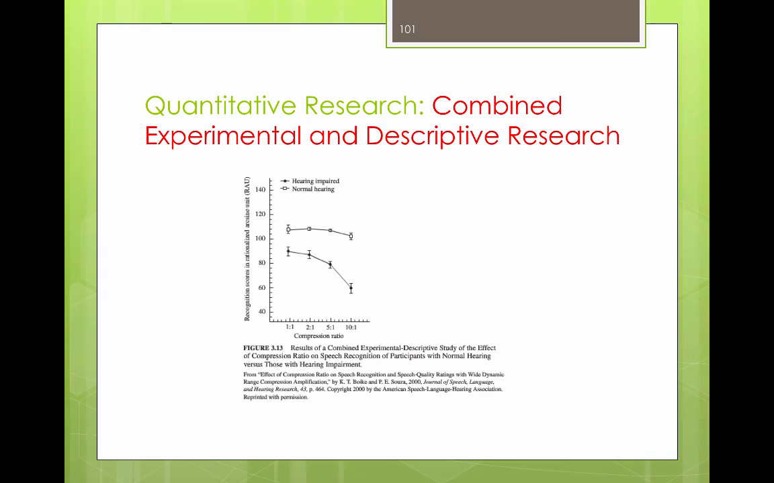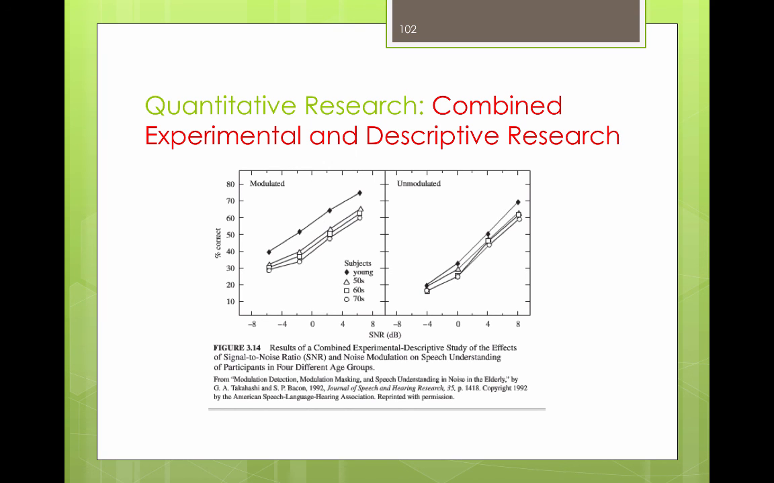Here we have a compression ratio for hearing aids in people with normal hearing and people who are hearing impaired. So two groups of people, and we're looking at the recognition scores in rationalized arcsine units. Results of a combined experimental descriptive study on the effect of compression ratio on speech recognition of participants with normal hearing and those with hearing impairment. So descriptive are the attributes in our patients that we're looking at, normal hearing versus hearing impaired, and then what we're manipulating is the compression ratio, the independent variable.